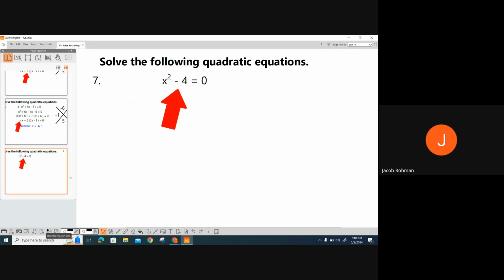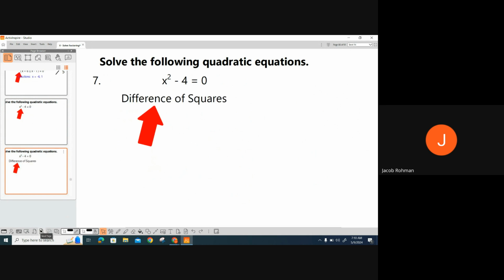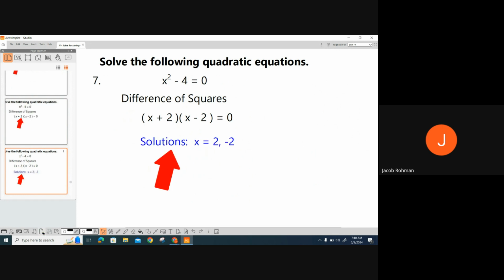Okay, so example 7, we look at this and we say, well, man, this is equal to 0, but it's not in factored form. So we notice that this is called a difference of squares. And so factoring that, we can turn it into x plus 2 and x minus 2. And then this is in factored form, and we can very quickly see that the solutions should be x equals 2 and x equals negative 2.